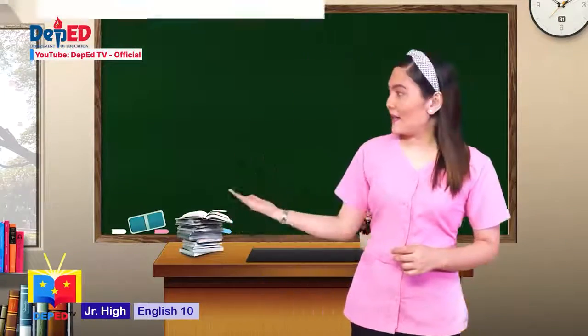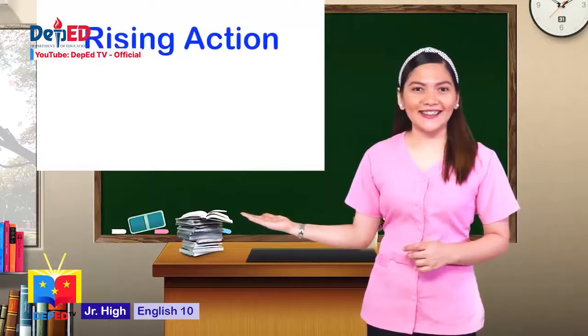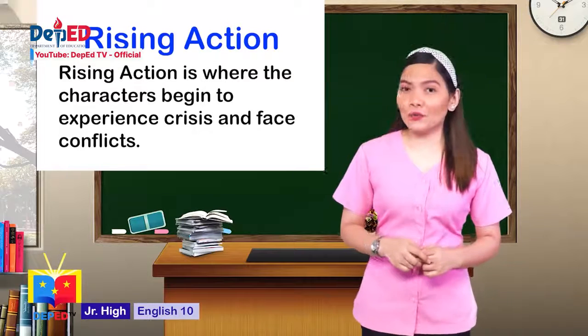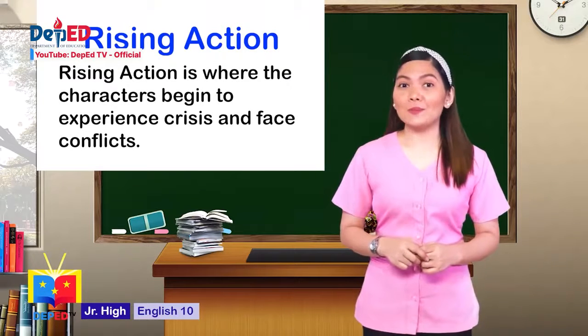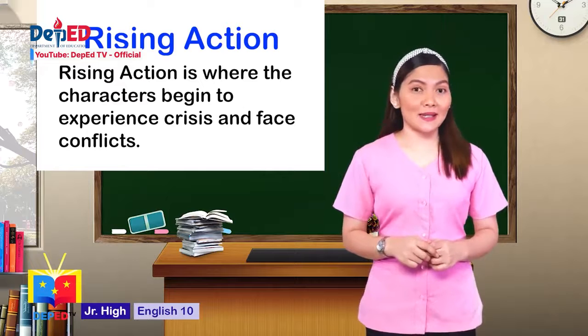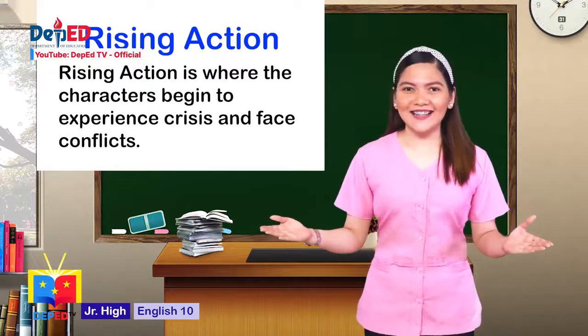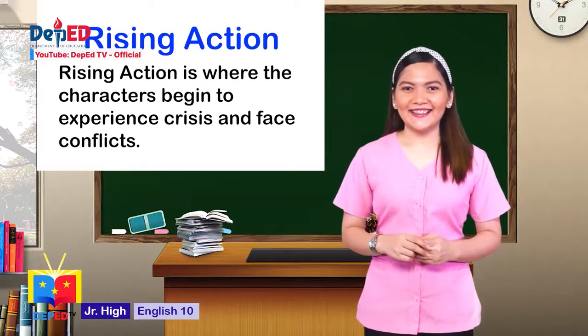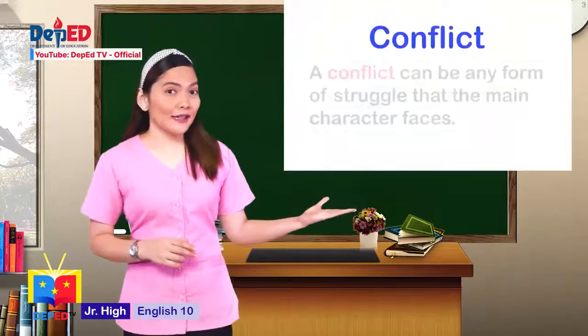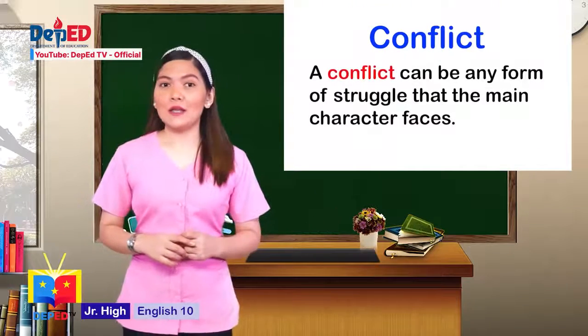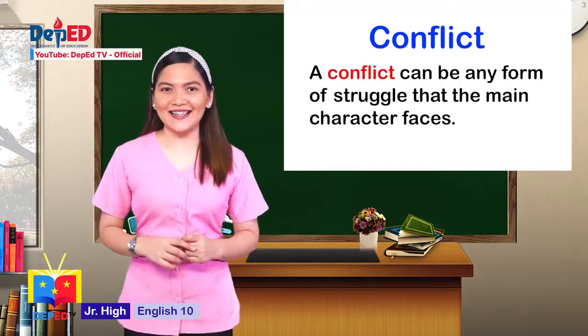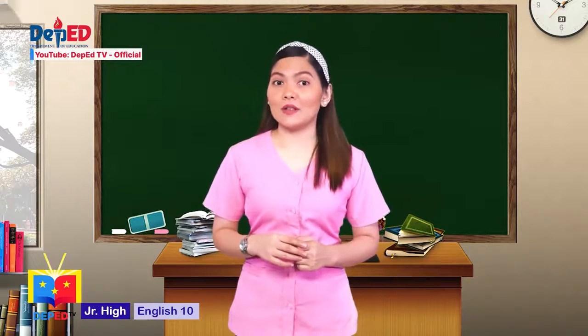Second is the rising action. This is the part of the story where the characters begin to experience crisis and face conflicts. A conflict can be any form of struggle that the main character faces. There may be only one central struggle, or there may be many minor obstacles within a dominant struggle.